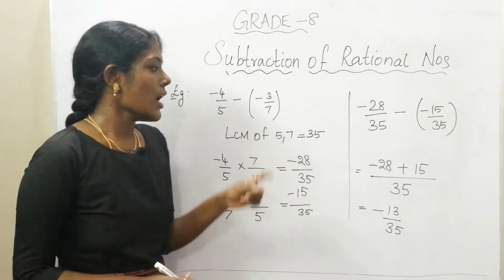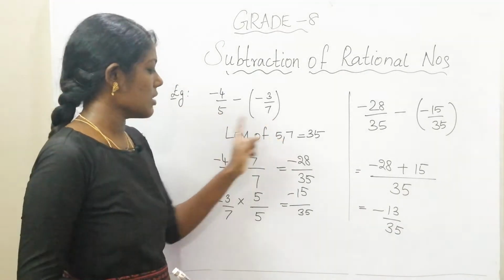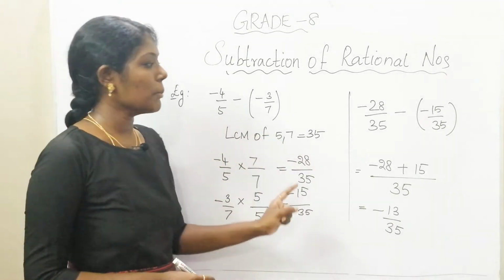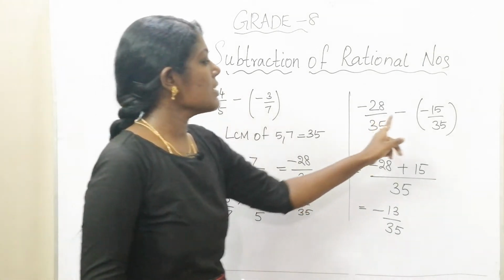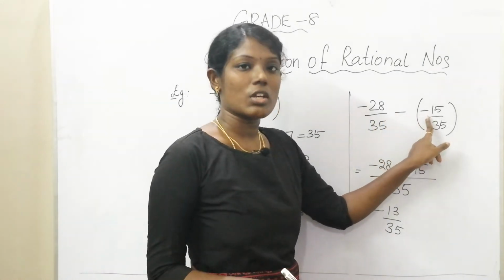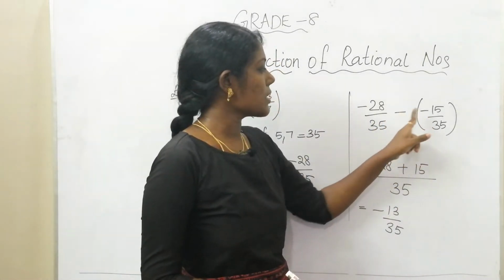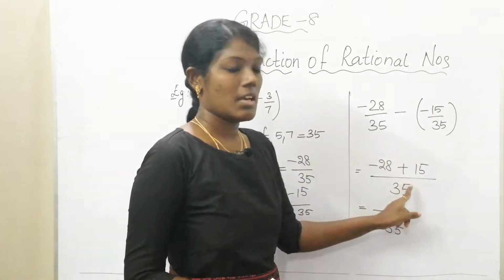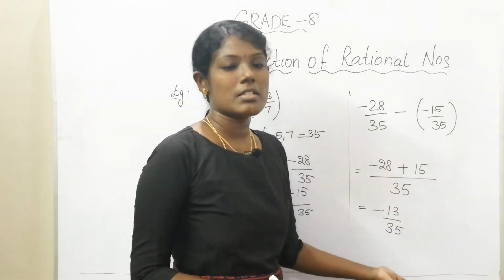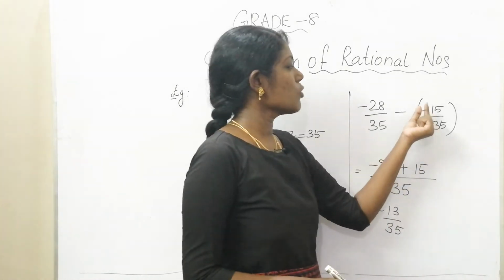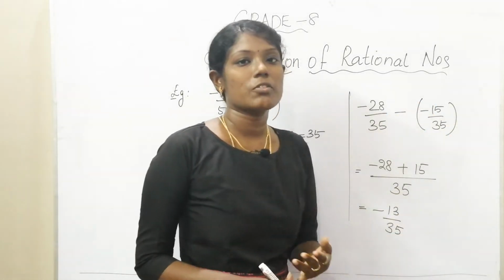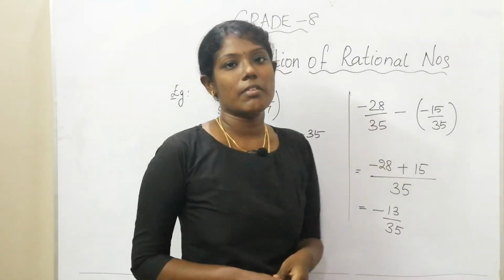So what I have done is taken the LCM of the denominators and found the equivalent rational numbers. After that I must be very careful with my sign. If I have a negative sign on the second rational number, then obviously minus into minus becomes plus. If I don't, then it is a normal subtraction. So I have to be very careful with the negative or positive sign on the second rational number, and then solve accordingly.